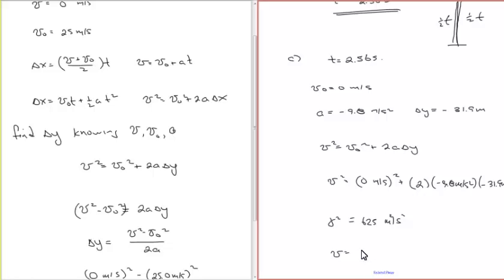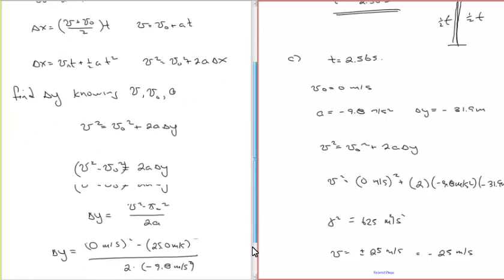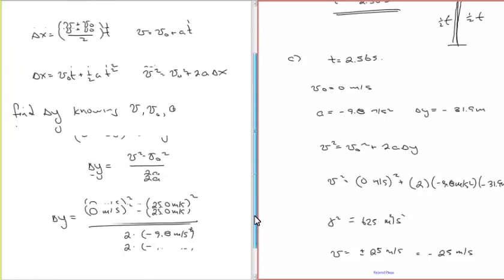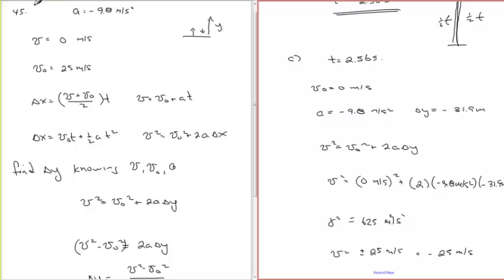Okay, so that's plus or minus 25, because when you take the square root of something, it can be plus or minus. In this case, it's going to be negative because we know it's falling down, so it's actually negative 25 meters per second. And as you can see, it's the same as the velocity that we had initially. It's just going down instead of coming up. So you can see the symmetry occurring.